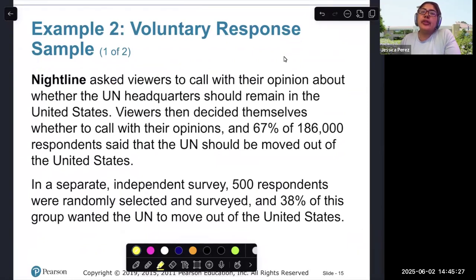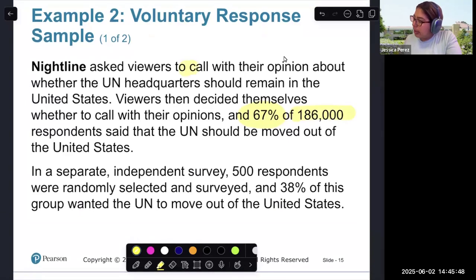So Nightline asked viewers to call about their opinion about whether the UN headquarters should remain in the United States. Viewers then decided themselves whether to call yes or no. And 67% of 186,000 said that the UN should be moved out of the United States. This is for the call-in opinion. Now, in a separate independent survey, they asked 500 respondents who were randomly selected, and only 38 of them wanted to move out of the United States.